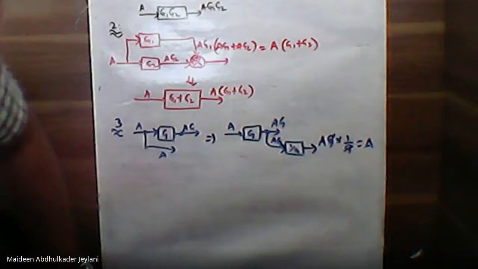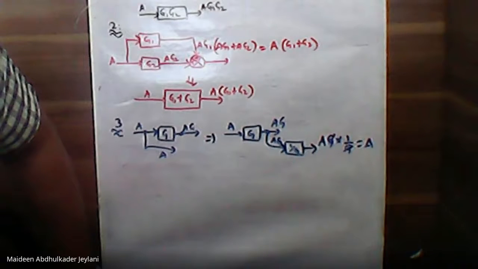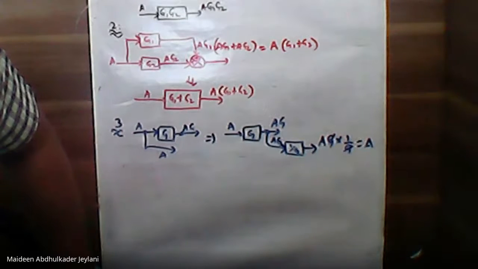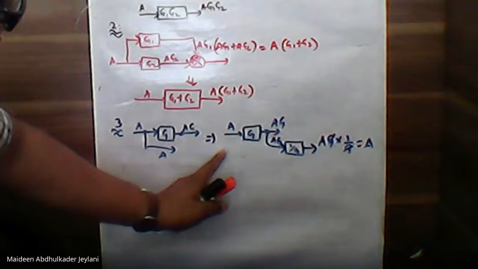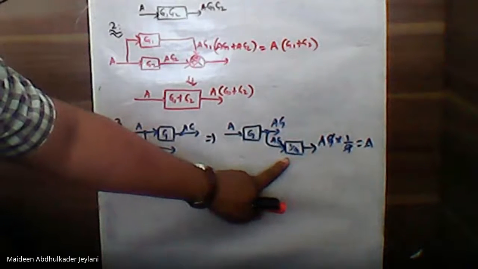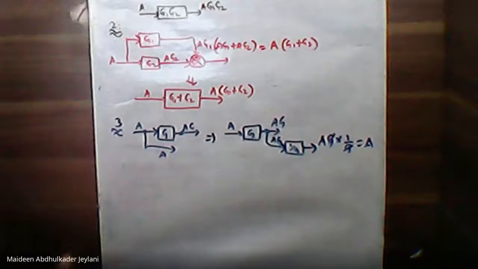This is one of the rules. Clear? So in your block diagram, if you are in the situation to move your branch point ahead, this is the rule: after moving a branch point ahead, you have to include the division of 1 by G there. Clear? This is rule number 3.